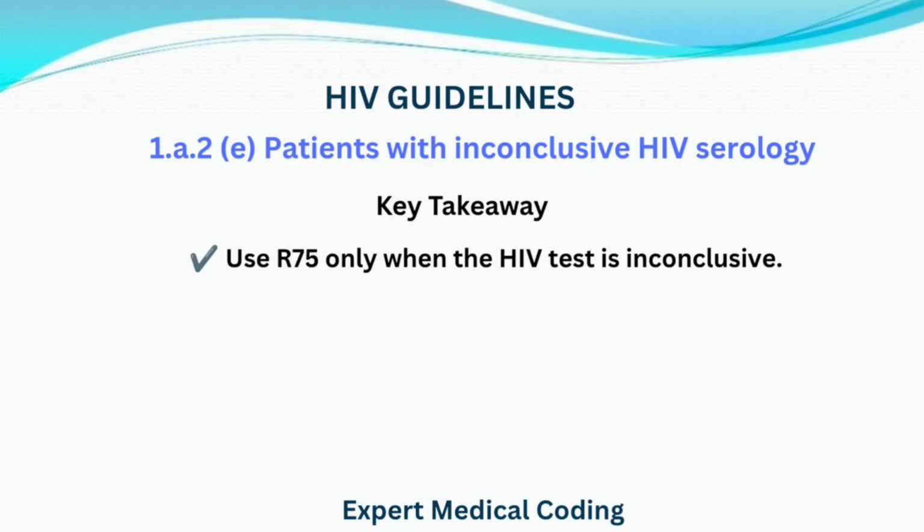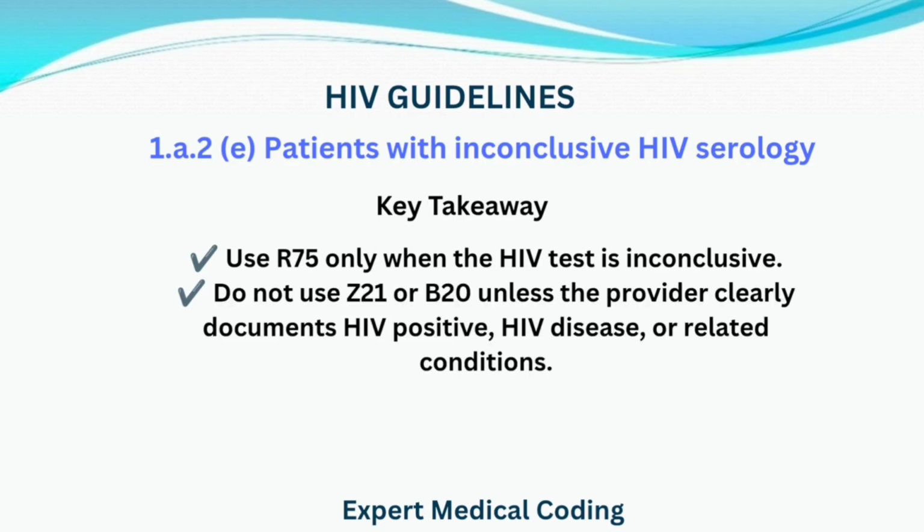Here is the key takeaway. Use R75 only when the HIV test is inconclusive. Do not use Z21 or B20 unless the provider clearly documents HIV positive, HIV disease or related conditions.